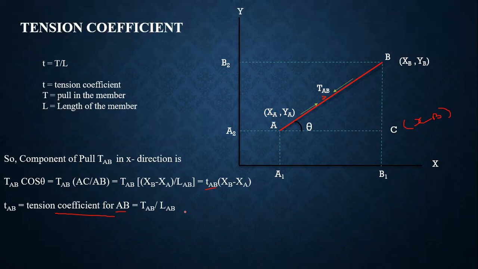So we can say that the components of force in the member along the X and Y direction can very easily be expressed in terms of tension coefficient. The length of the member AB will be equal to the square root of XB minus XA squared plus YB minus YA squared. This is the normal tension coefficient method, but we need to use this method for the analysis of space frame.